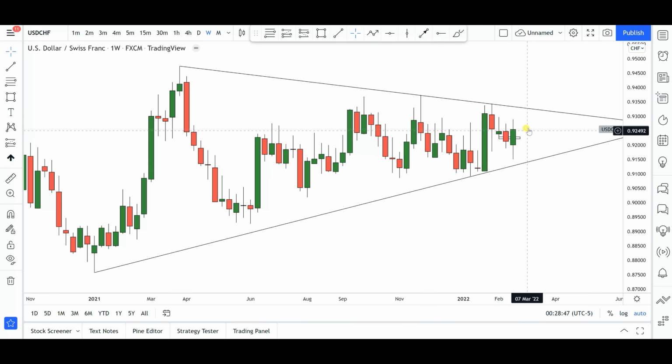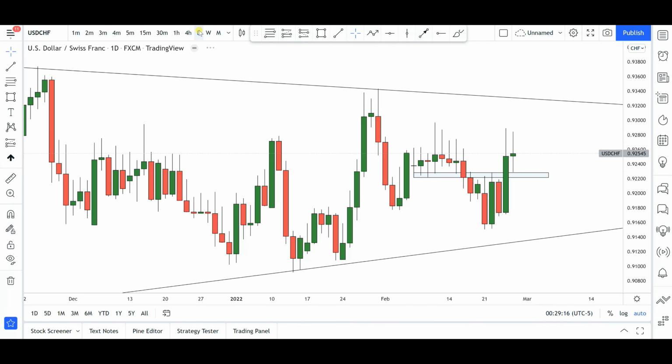We don't really have that much room in here, either to the upside or to the downside. We are slowly approaching the apex, the vertex of this triangle. Let's see how this market is going to play out. I would love to see at least a breakout in either direction for us to start making any clear analysis on this currency pair, at least from a weekly perspective.